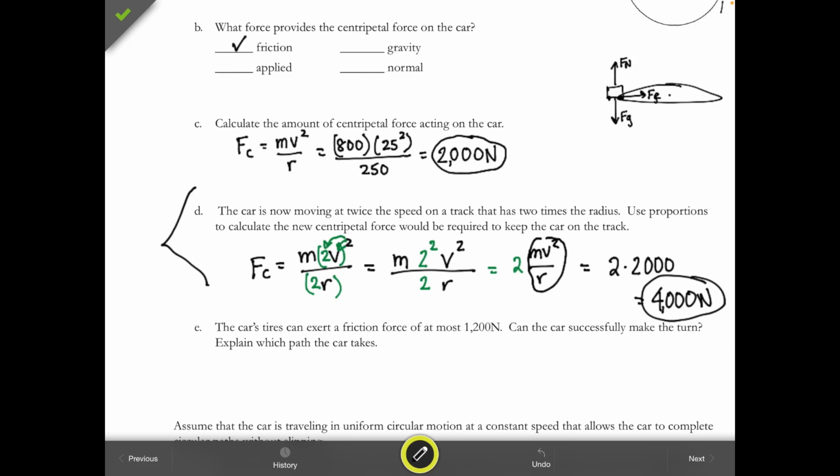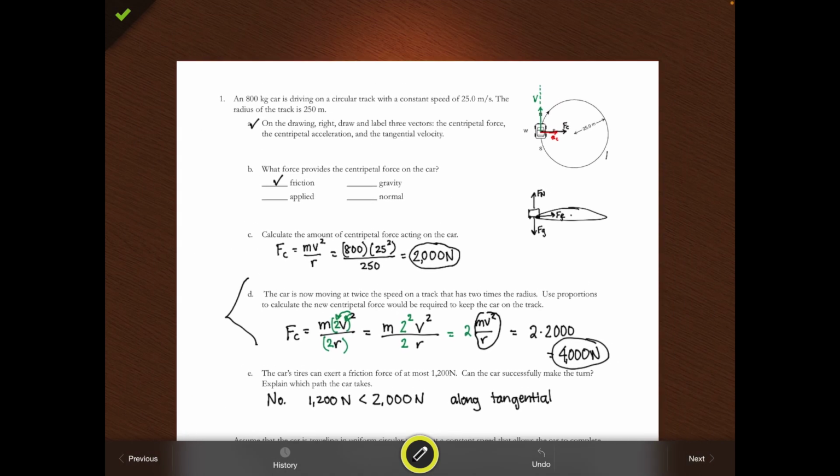That doesn't meet either of those requirements, even if I was going in the smaller and slower track. If the friction force is 1,200 newtons at most, that is not enough to make this 2,000 Newton path. So can the car successfully make the turn? No. 1,200 newtons is less than 2,000 newtons. Therefore, it's just going to go along its tangential path. It's going to go in a straight line. It's not going to be able to make the turn, so it's going to go along the green path above.